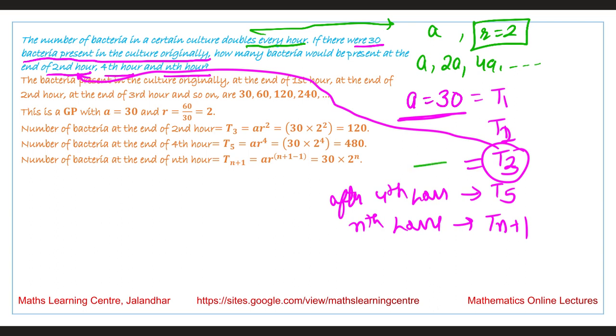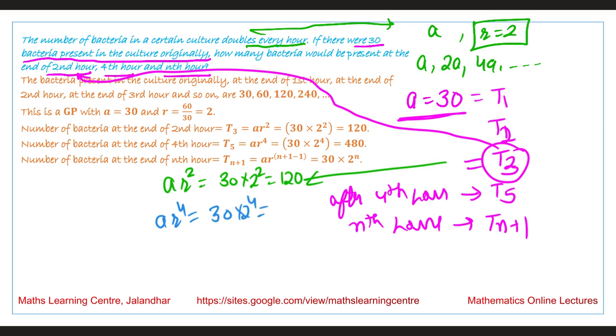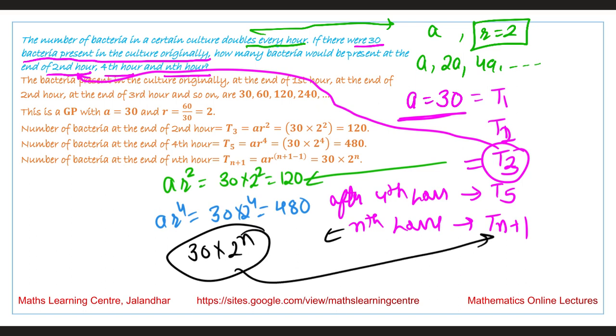So the answer we have for T3 is A R raised to the power 2, that is 30 into 2 raised to the power 2, that is 120. Next is A R raised to the power 4, the answer we are getting is 30 into 2 raised to the power 4, which is 480. And last, for the nth, it is 30 into 2 raised to the power n. So this is the number of bacteria after the nth R.